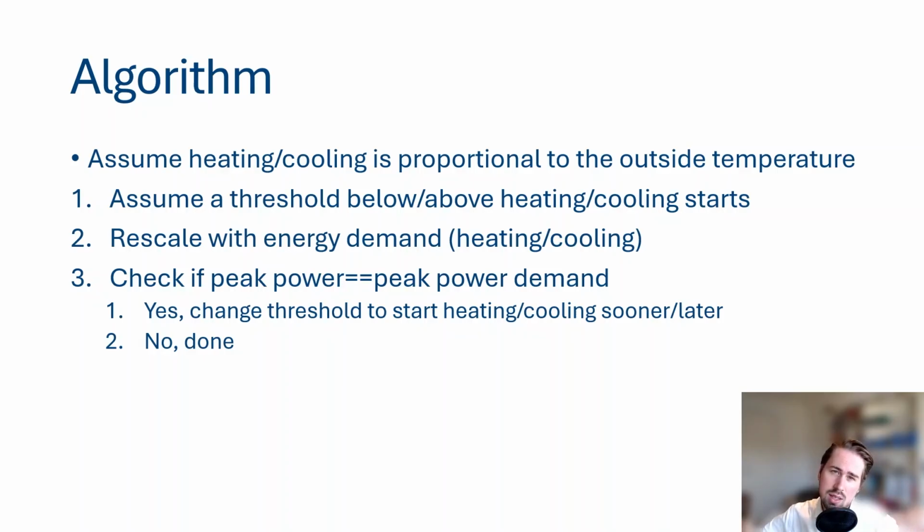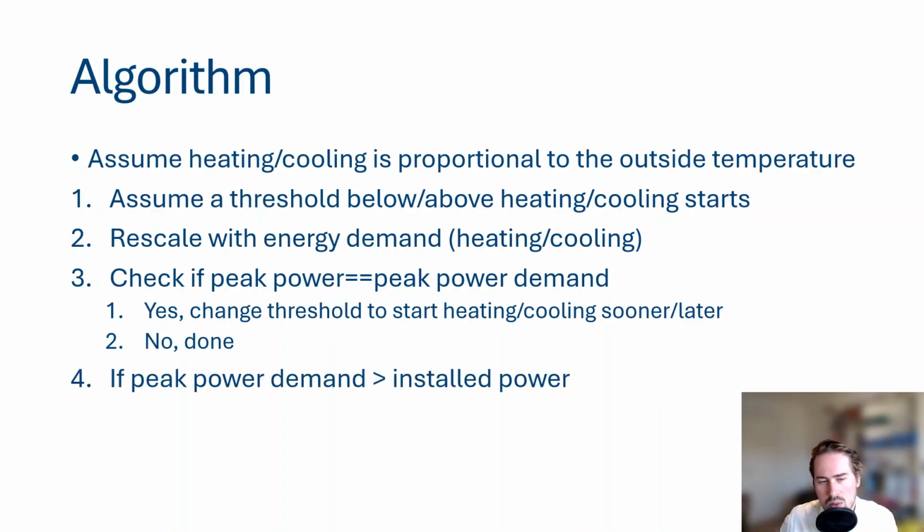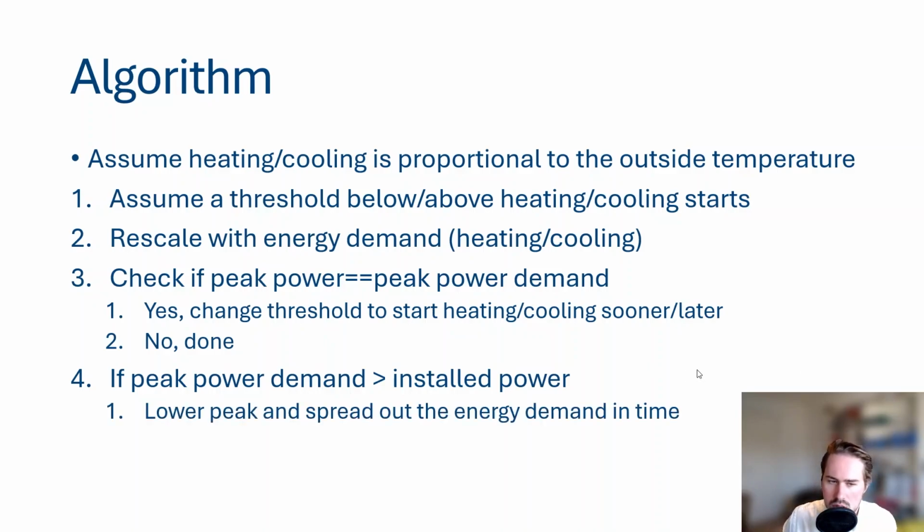But it's not necessarily the profile that will actually be delivered to the ground, because our installed power can be lower. That's why we check if our peak demand is bigger than our installed power. If we have a demand of 80 and an installed power of 60, then we need to change our profile again. We start with our profile, but we top off the peak powers, and we take this excess energy and spread it out in time.